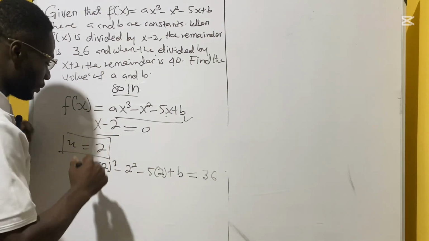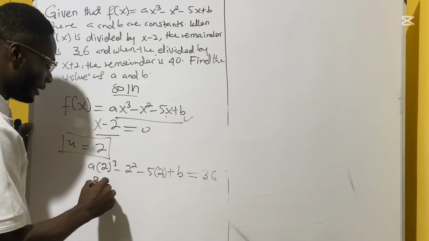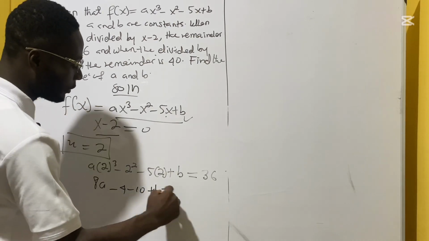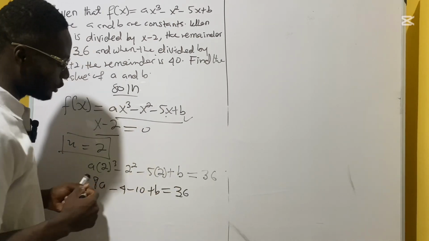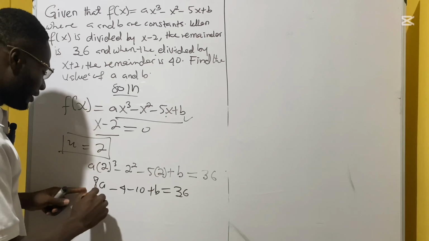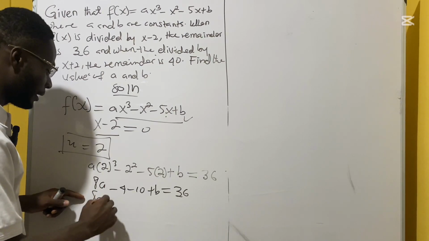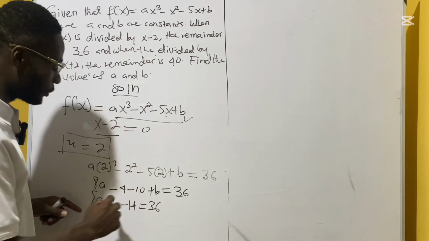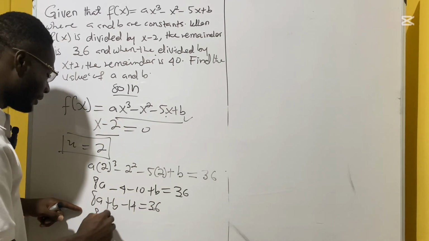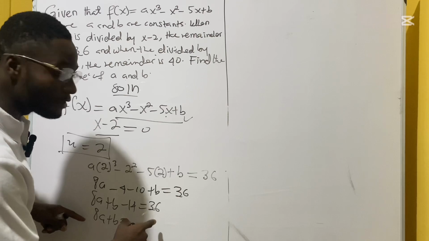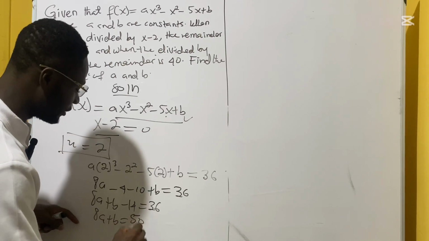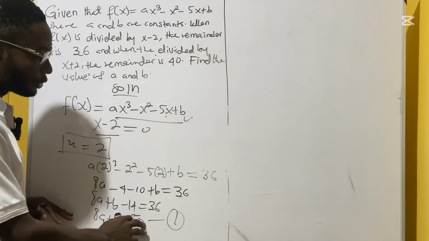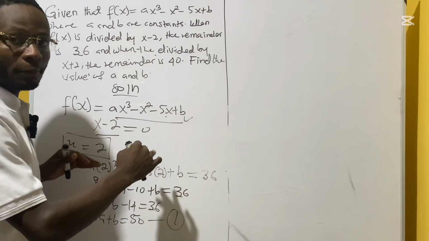Let's simplify this. This is going to be 8a minus 4 minus 10 plus b equals 36. When you simplify it, you have 8a plus b minus 14 equals 36. So basically, 8a plus b equals 50, moving the 14 to this side. This becomes our equation 1, obtained from this preamble.